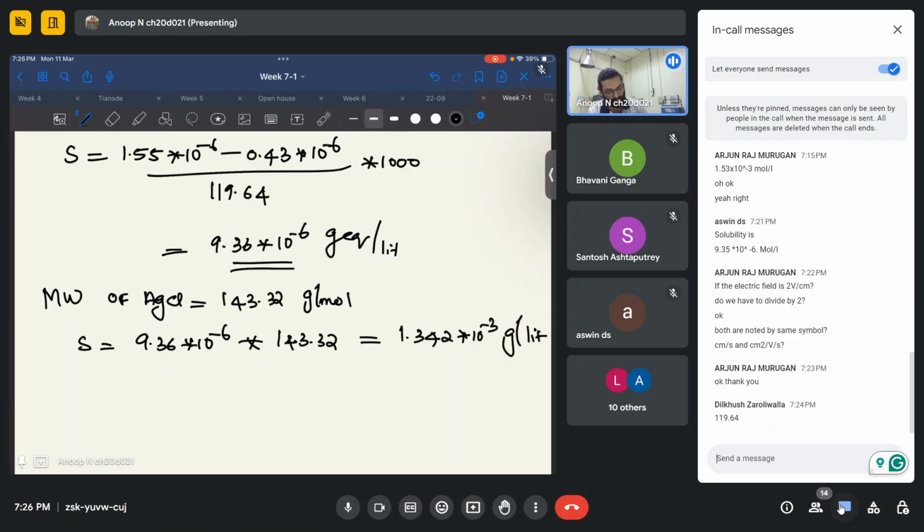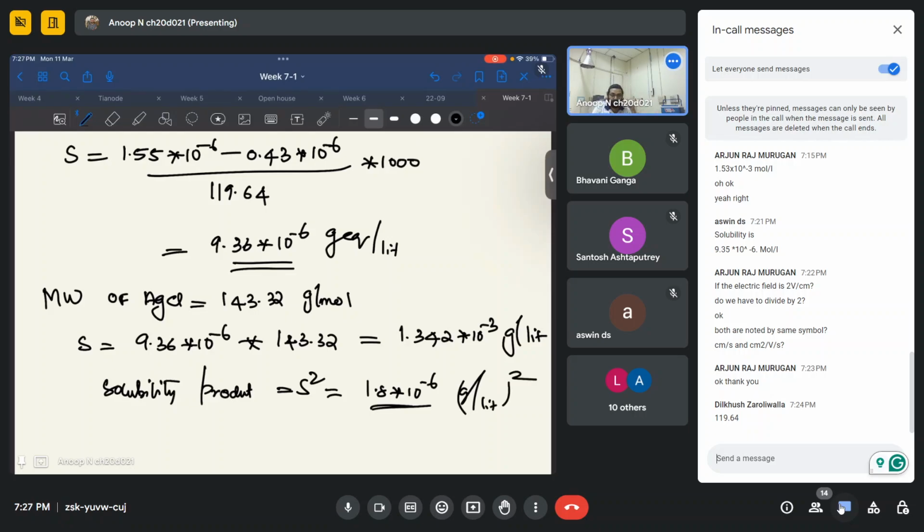Here, the solubility product is equal to S squared. Since we have Ag plus and Cl minus, we can write S squared, which is nothing but 1.8 into 10 raised to minus 6 gram per liter squared. Is it fine?